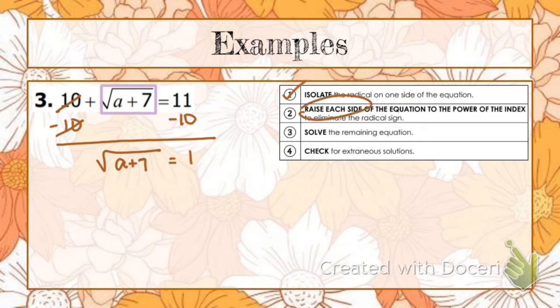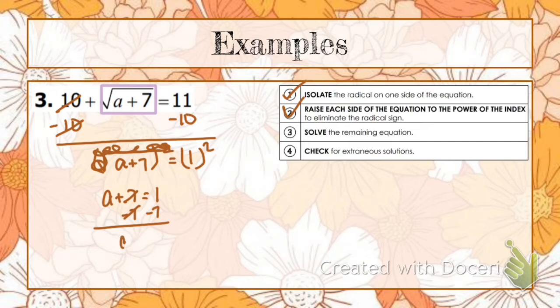We're going to raise each side to the power of the index. So we're going to square both sides. That's a beautiful 2. Remember that when we square a square root, it just cancels the radical and the exponent. So we're going to get a plus 7 equals 1 squared, which is 1. And now we're going to solve the remaining equation. So we'll subtract 7 from both sides to get a equals negative 6.